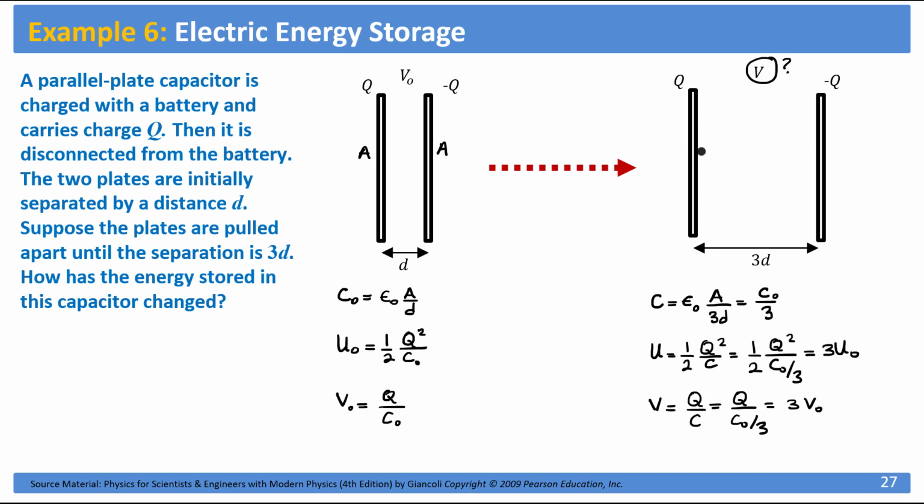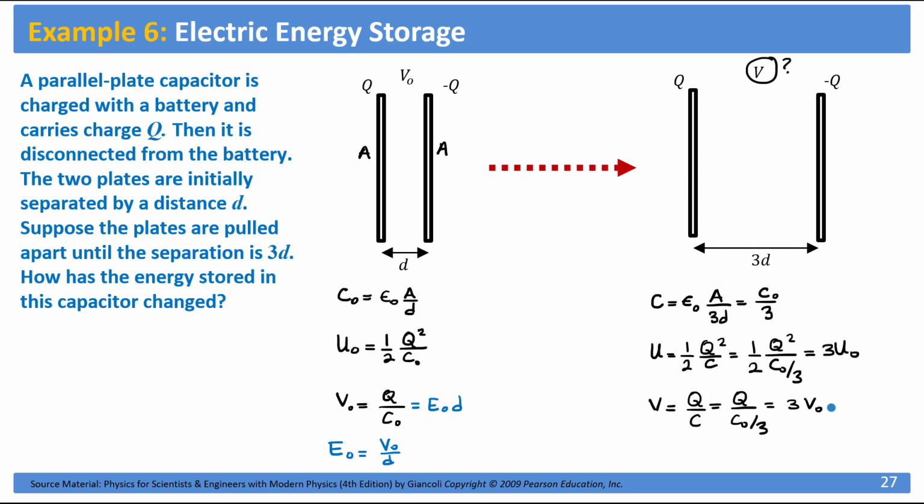Maybe what I should do is ask you, how would the electric field between the plates change? Now, we know that this should be equal to E0 times D. And if you solve this for E0, what you are going to find is E0 is equal to V0 over D. Now let's have a look at the electric field in the final state.